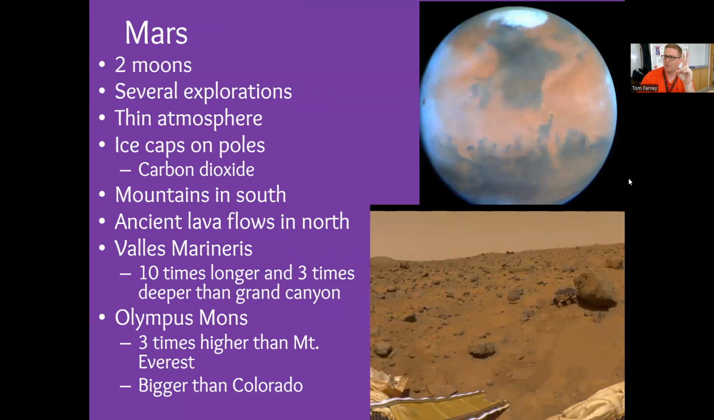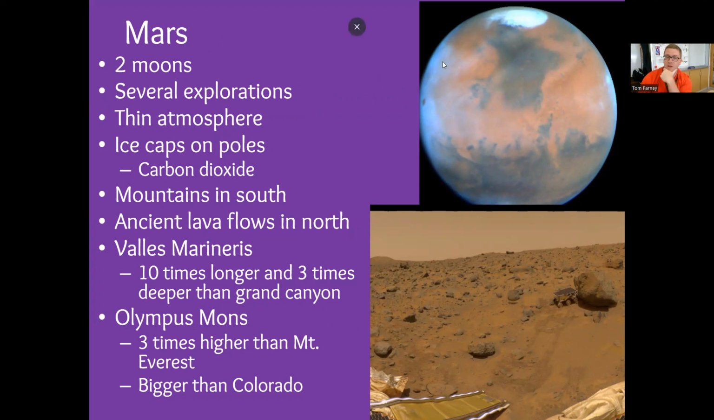Mars, pretty cool. We have 2 moons. It is the planet within our solar system that we have the most explorations of, in the past and currently going on on the surface of the planet. Very thin atmosphere, ice caps on the poles.